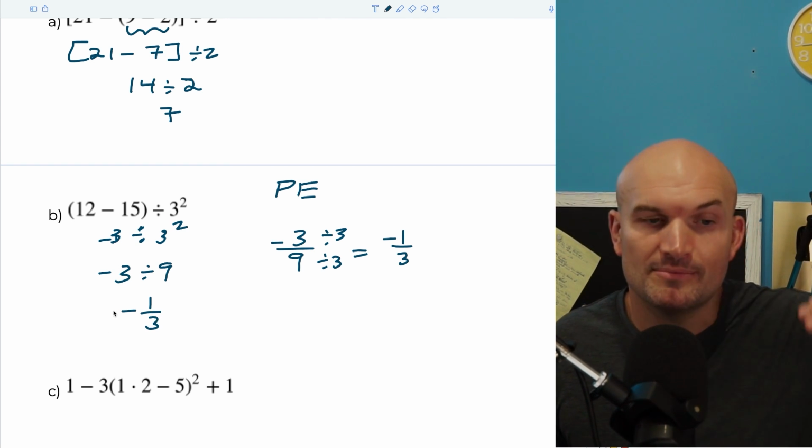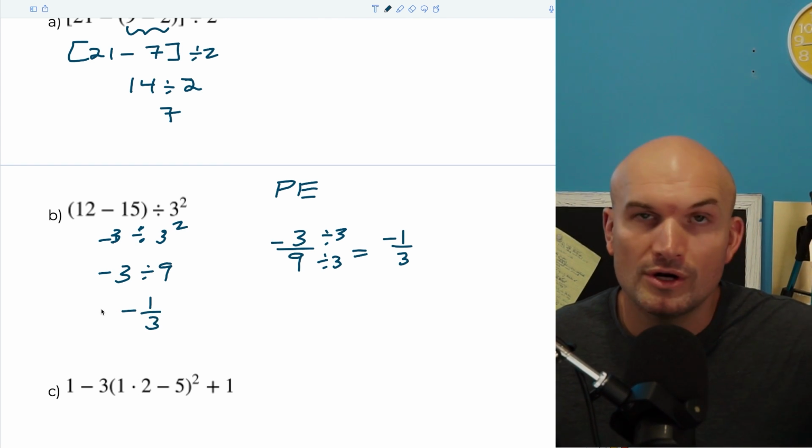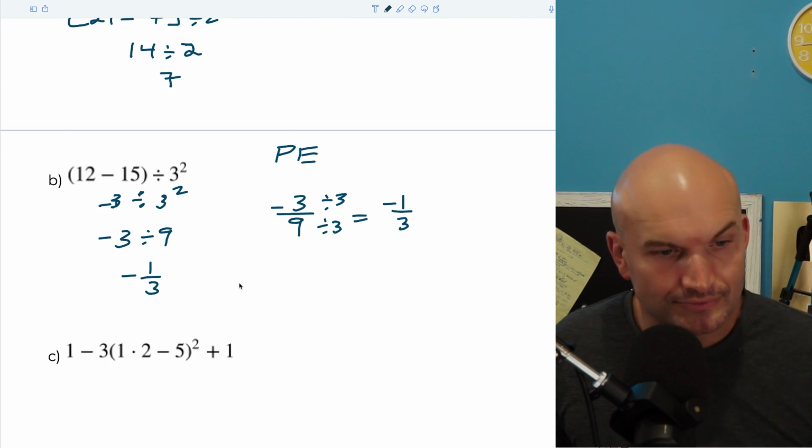And again, that negative could be in the top, it could be in the bottom, or you could just write it out in front.